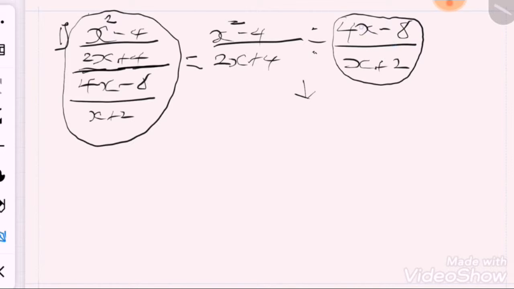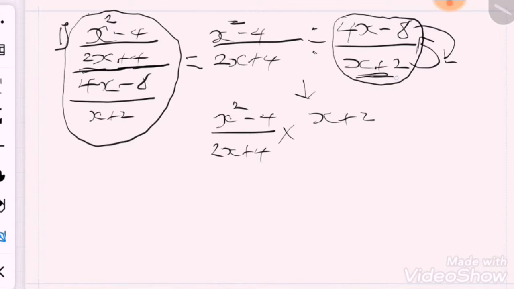When we take the reciprocal of this whole expression, this binomial here goes up, and this binomial here at the numerator comes down. That makes the division sign change to a multiplication sign. So that gives us x squared minus 4 all over 2x plus 4 times x plus 2 divided by this one here, 4x minus 8.